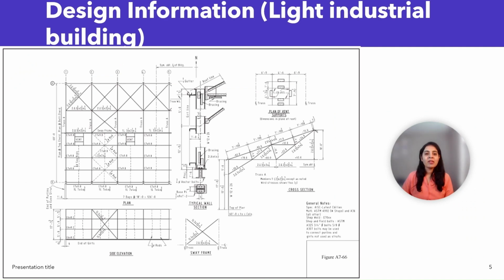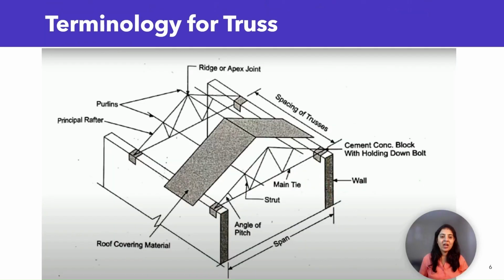Now we will see design information. This is given in Appendix A, Figure A766. This is a light industrial building truss. We will see about it. Now we will see the terminology for truss so that we will understand the drawing quickly.